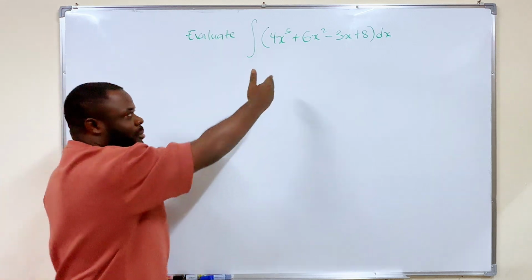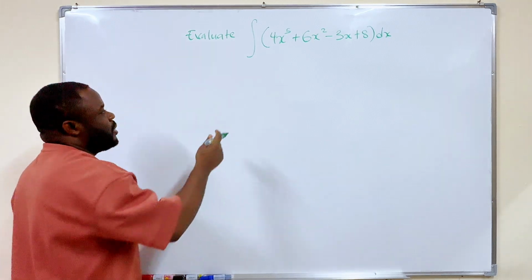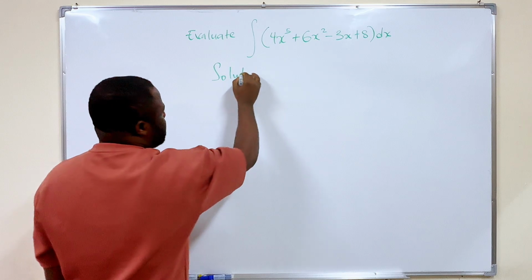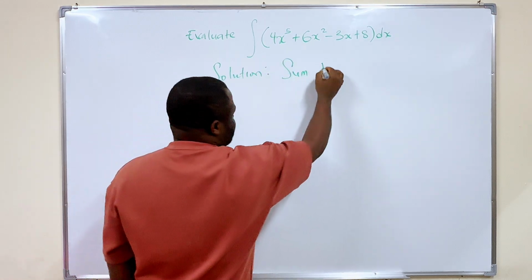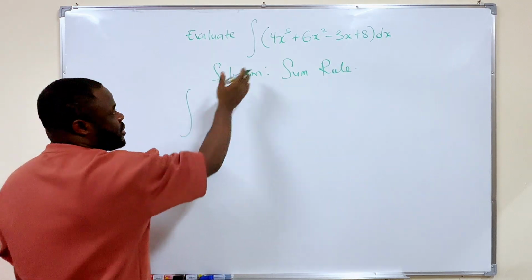We are asked to evaluate this polynomial function. When we look at this polynomial function, we can always apply the sum rule. Let me write it. Solution: said sum rule. So this is going to be, you just have to separate them.